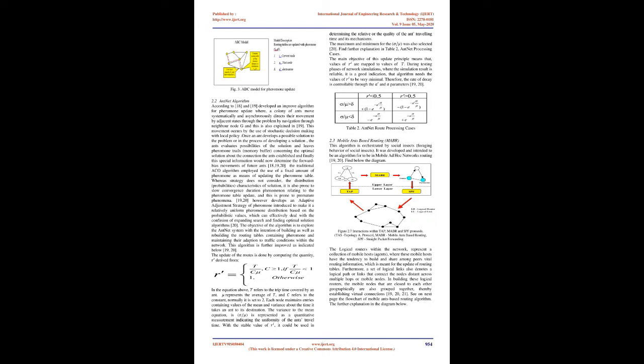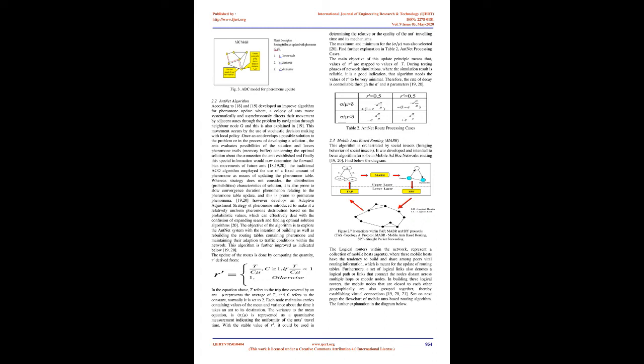2.2 ANT-NET algorithm. According to [18] and [19], an improved algorithm for pheromone update was developed, where a colony of ants moves systematically and asynchronously, directing their movement by adjacent states through the problem by navigation through neighbor node G, and this is also explained in [19]. This movement occurs by the use of stochastic decision-making with local policy. Once an ant develops a possible solution to the problem or is in the process of developing a solution, the ant evaluates possibilities of the solution and leaves pheromone trails, a memory buffer, concerning the optimal solution about the connection the ants established. Finally, this special information determines the forward bias movements of future ants.